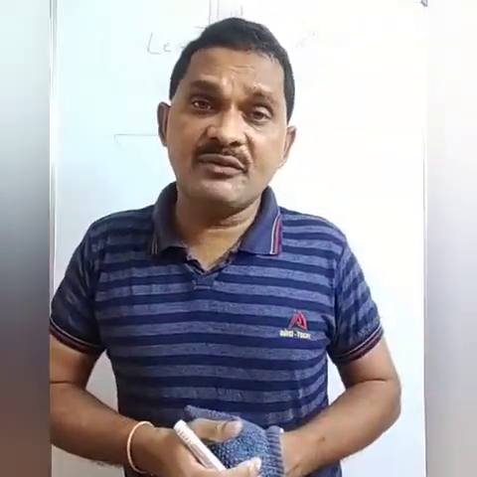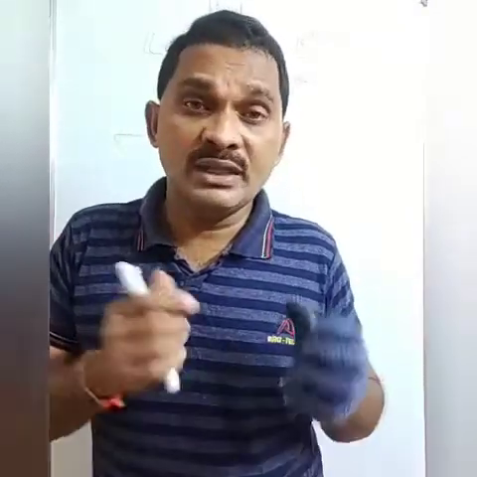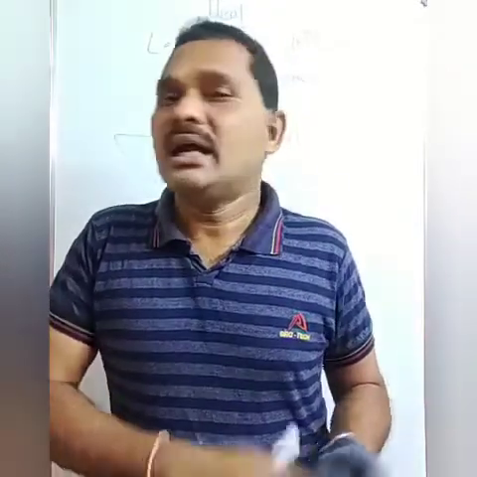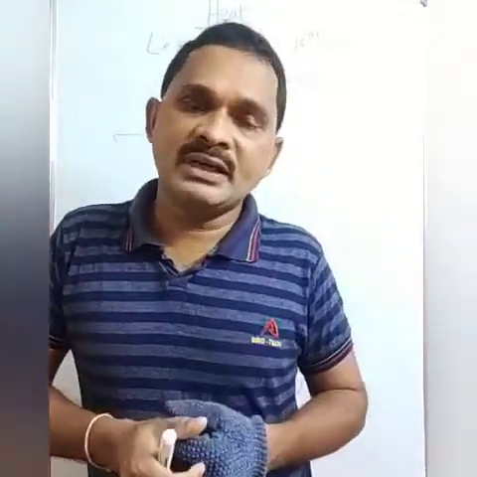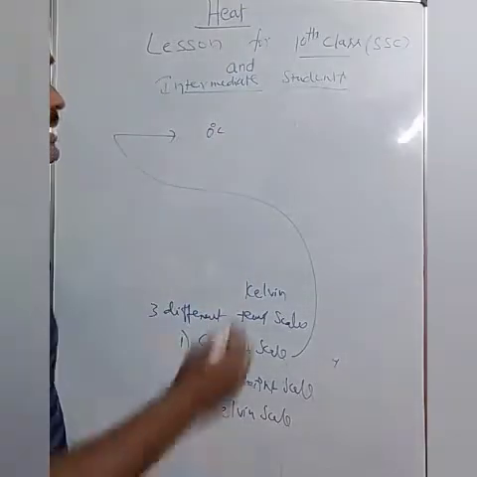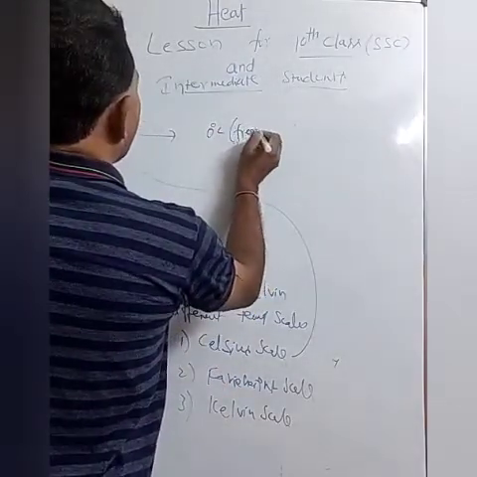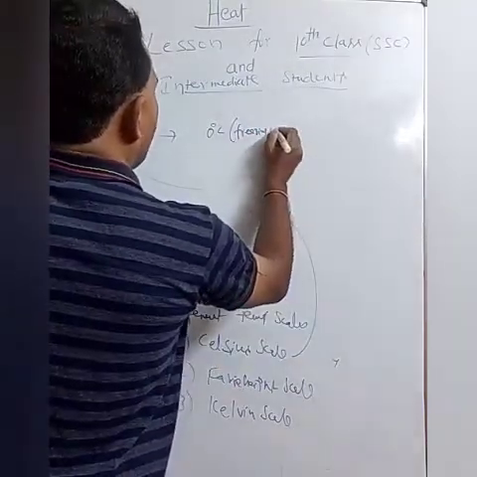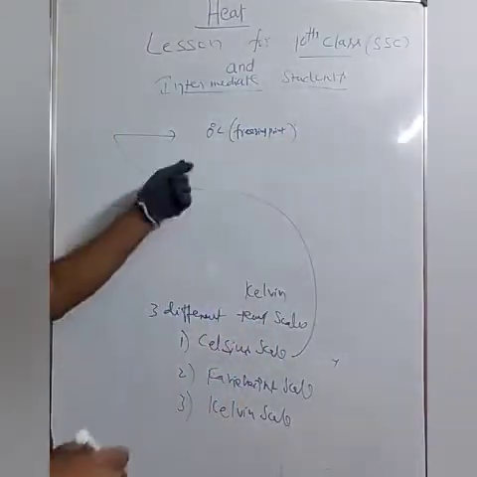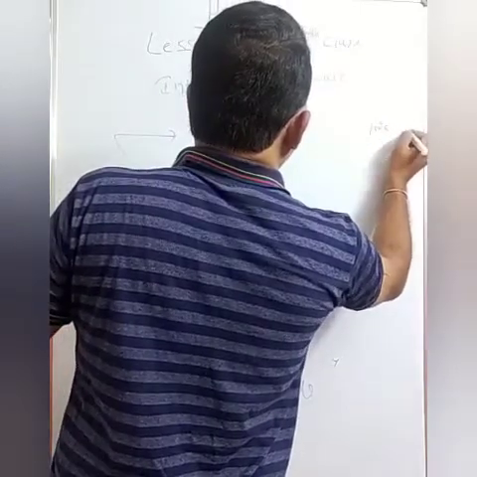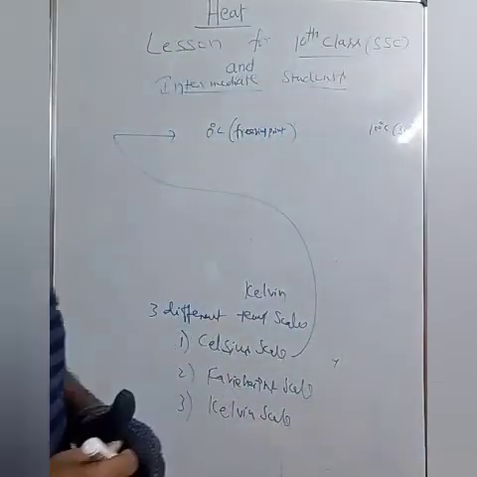For finding the starting point and ending point, we consider the freezing point of water as the starting point, and the boiling point of water as the ending point. We know the freezing point of water is 0 degrees centigrade. That is the starting point for the Celsius scale. Like that, there is another one: 100 degrees centigrade is the boiling point of water.